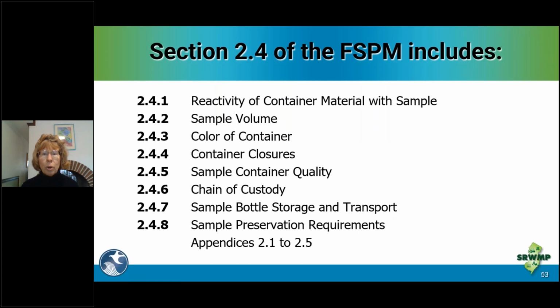Section 2.4 of the Field Sampling Procedures Manual includes 8 subsections and references 5 appendices. These are listed in the slide here and will provide our agenda for this segment of the program.